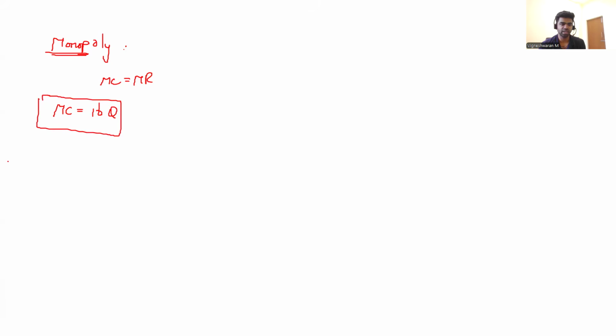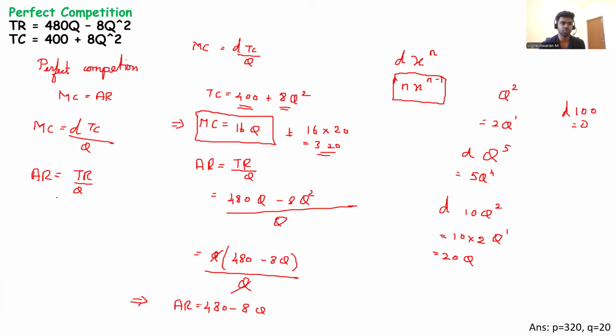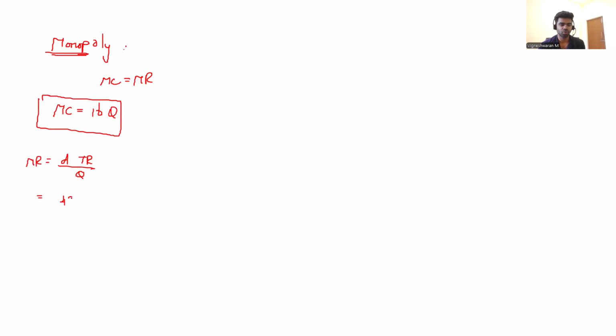Next one. What is MR? MR is, I have to differentiate total revenue with respect to quantity. What is total revenue? 480Q minus 8Q square. So I have to differentiate it. If I differentiate, I will get 480 minus 8 into 2, that is 16Q. So MR is equal to 480 minus 16Q. So now we will equate MC and MR.